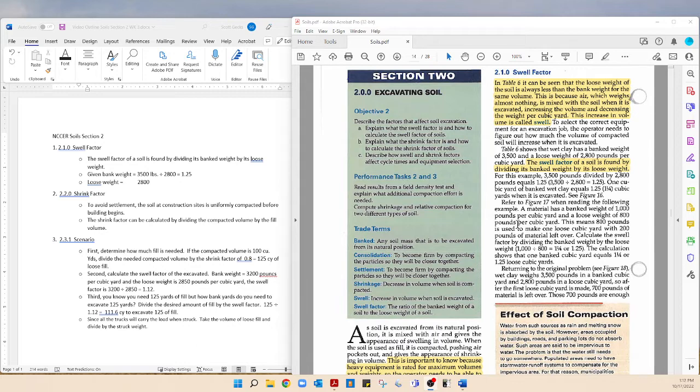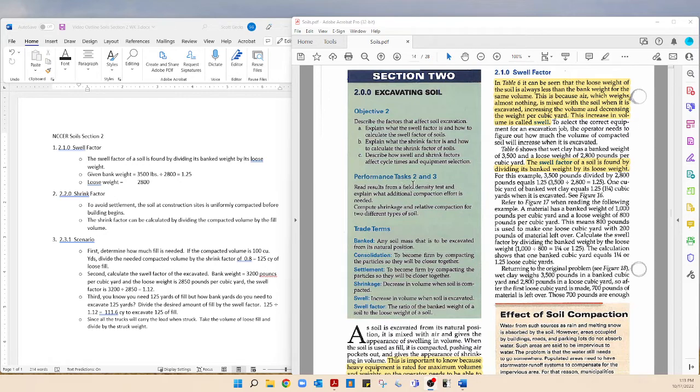So let's get started. The first thing has really good objectives, and I suggest you take a hard look at them. We'll be going through some of these things. Describe the factors that affect soil excavation, and there are many. Explain what the swell factor is and how to calculate the swell factor of soils. Also, it talks about the shrink factor and how to calculate that. We'll get to that in just a moment.